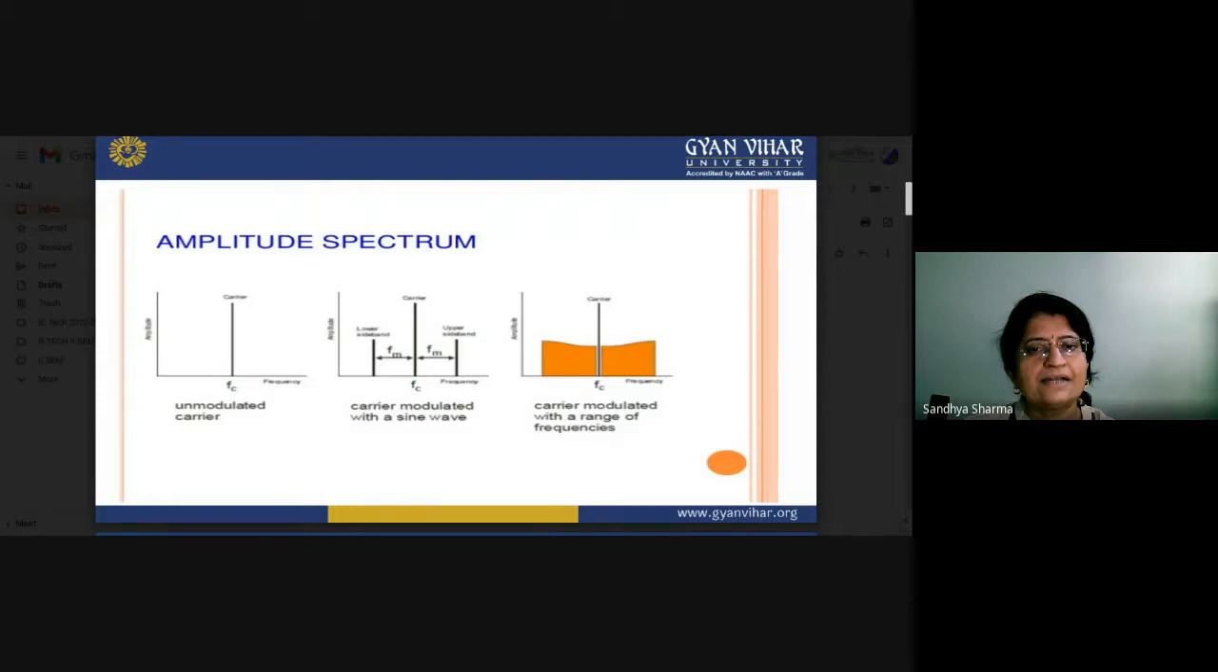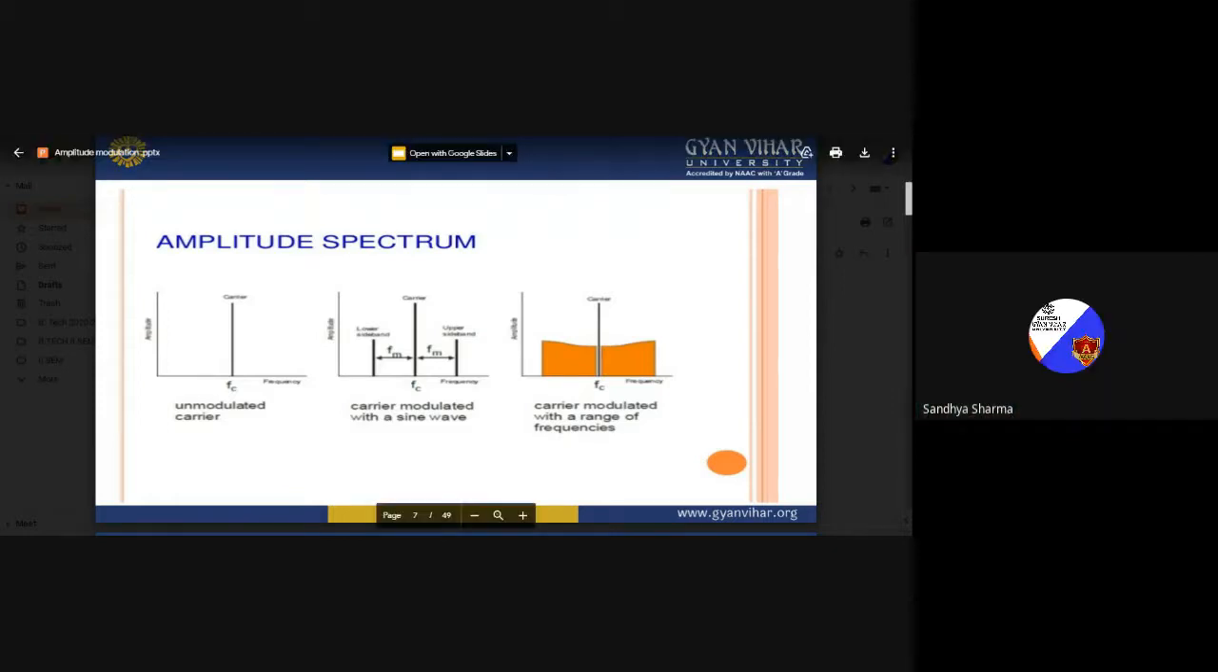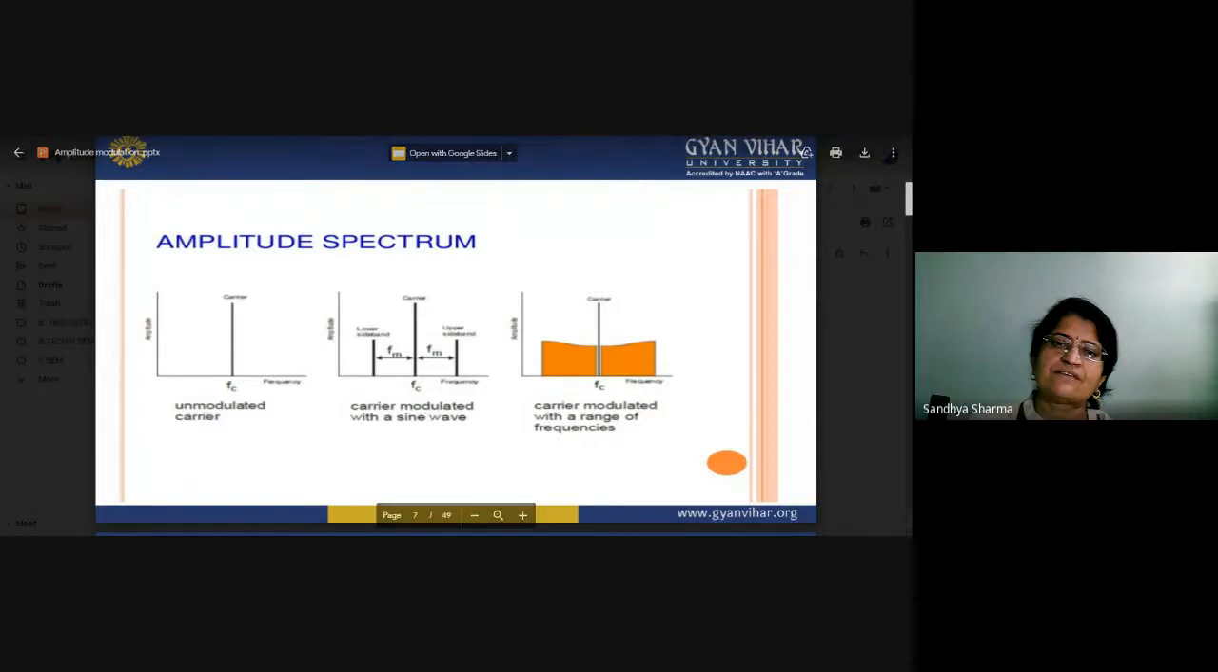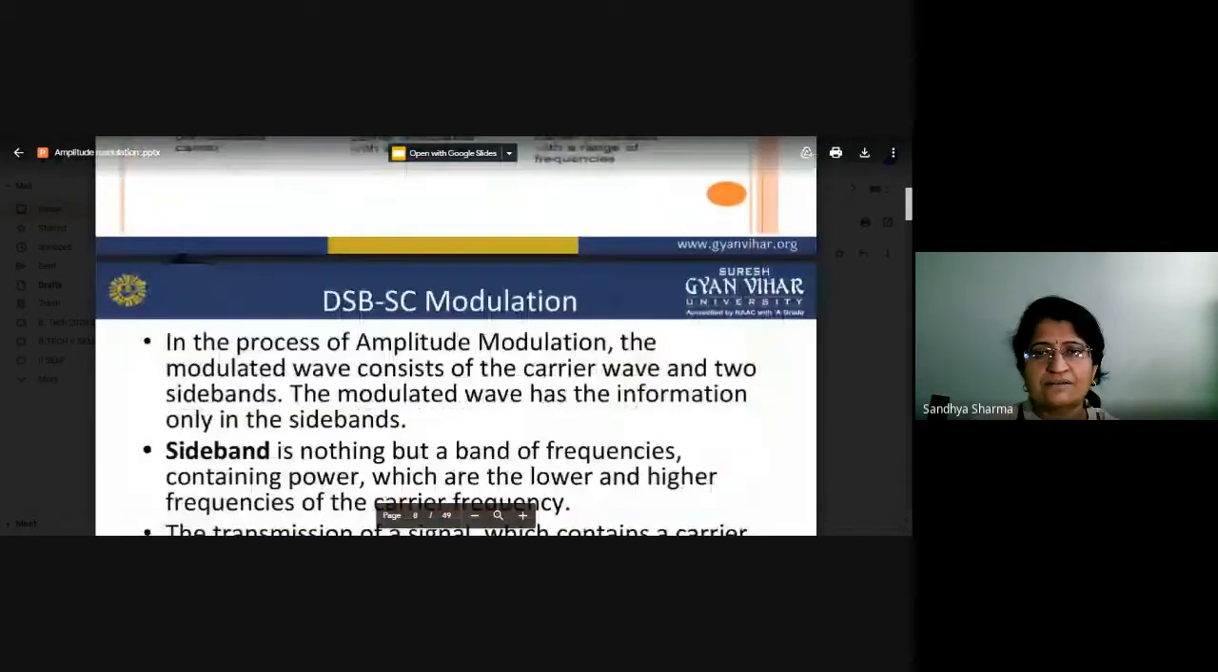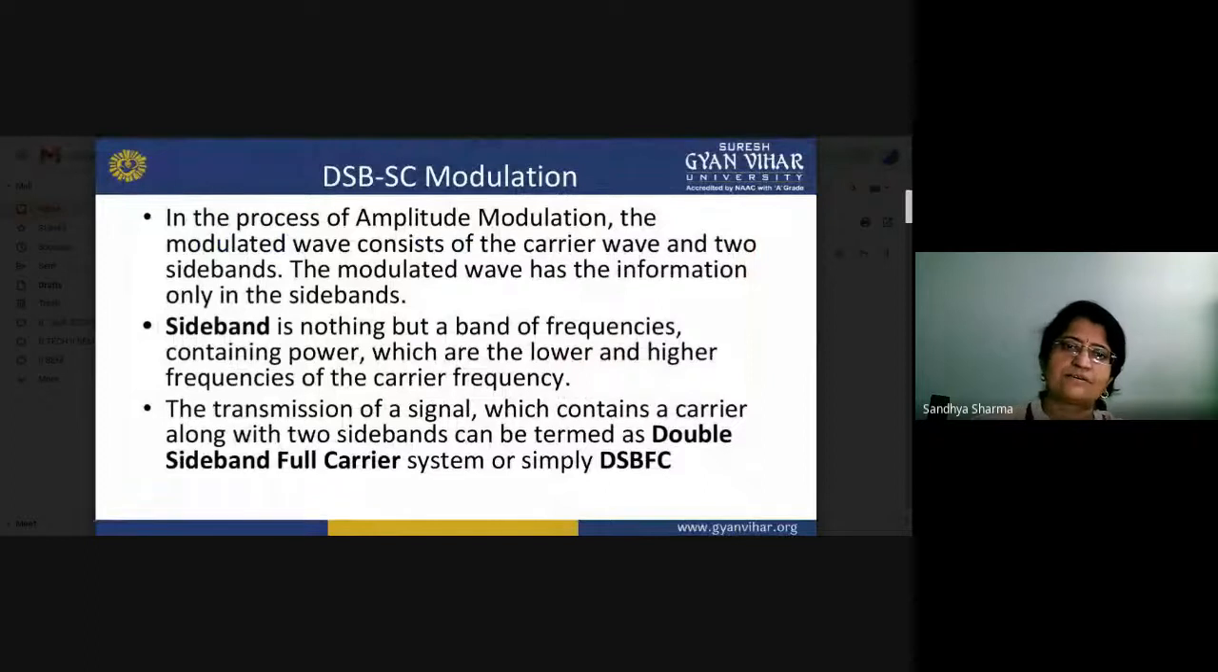So this is the complete sideband spectrum of our modulated signals, and our information or signal will remain in the sidebands. Okay, so this is the basic amplitude spectrum, and according to that spectrum, we will see that in the process of amplitude modulation, there are two types of signals. First one is the carrier signal, and two sidebands are generated. So the modulated wave has the information only in the sidebands, as I have told you.